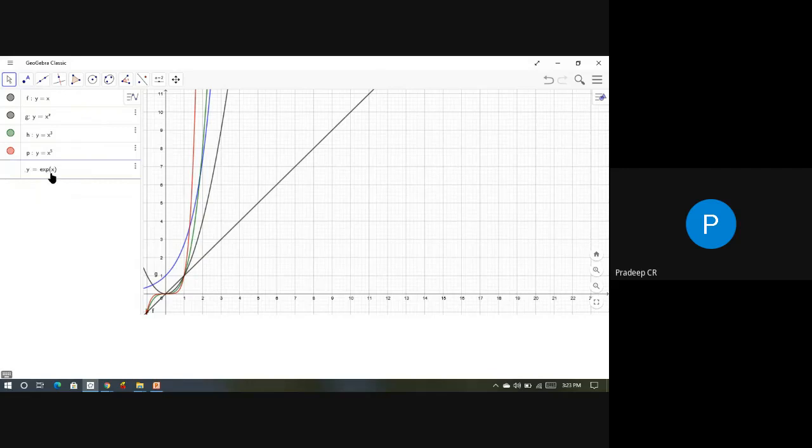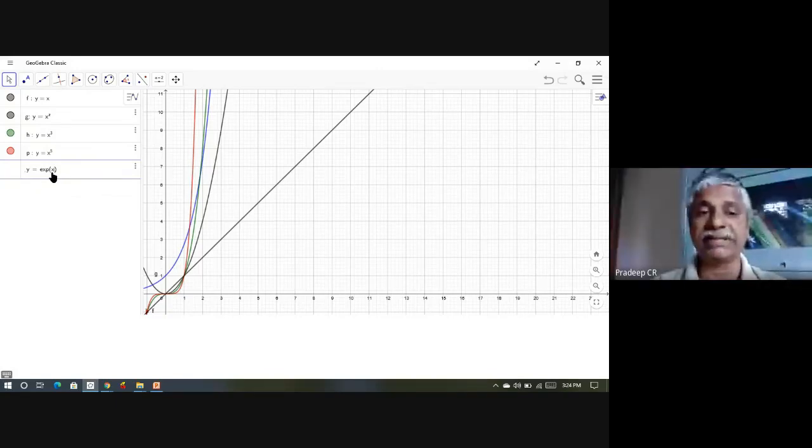You must have seen this in your differentiation course. When you did differentiation of e power x, it is the same as e power x. It's one function which does not change by differentiation. I know I have not yet introduced what differentiation is, but you know it from your PUC time. I'm just trying to recall where you might have seen this function e power x.